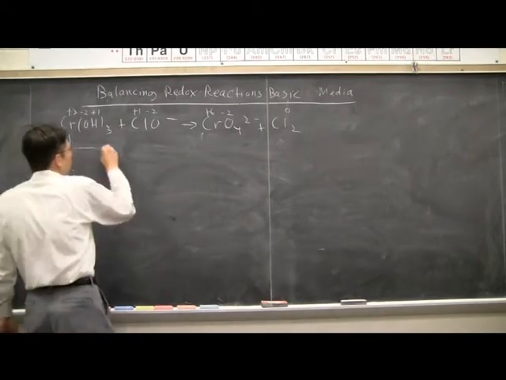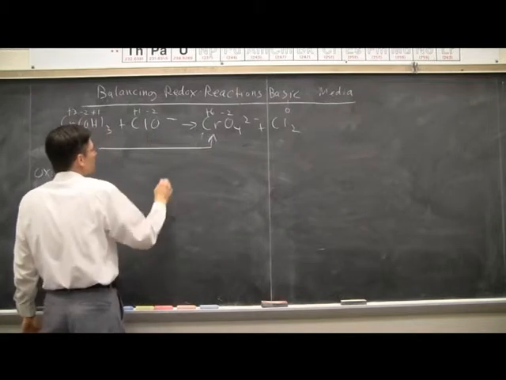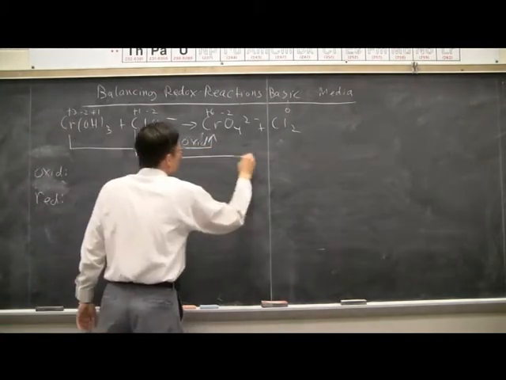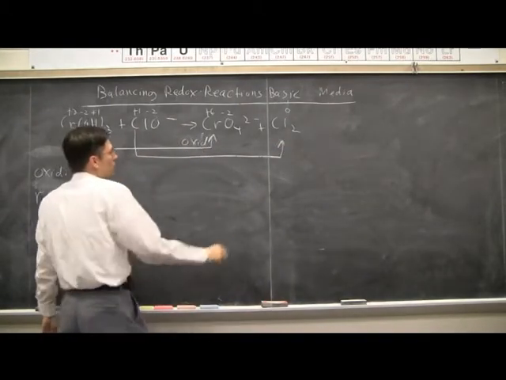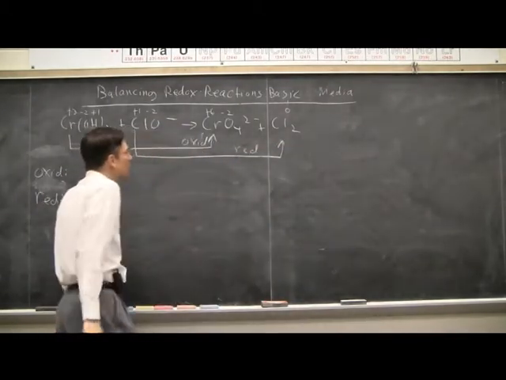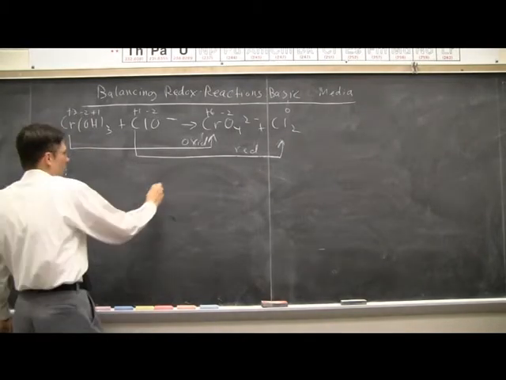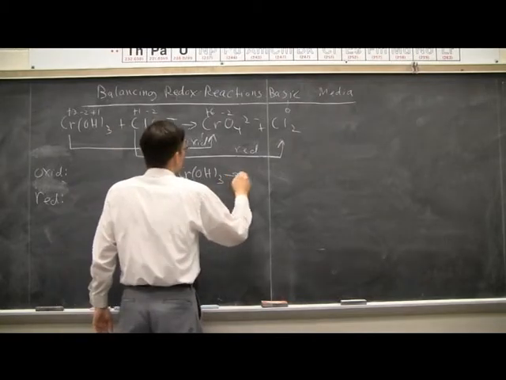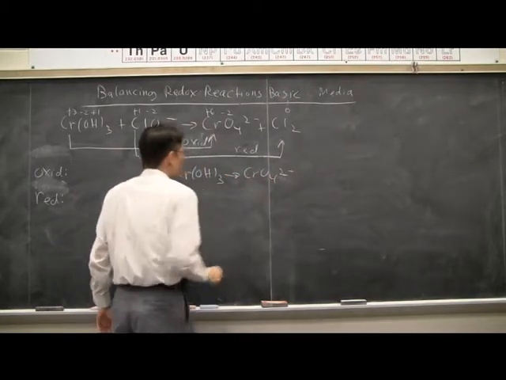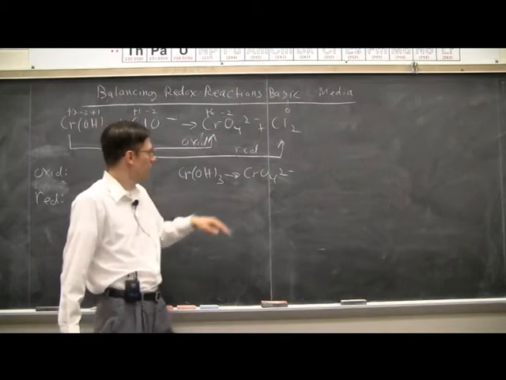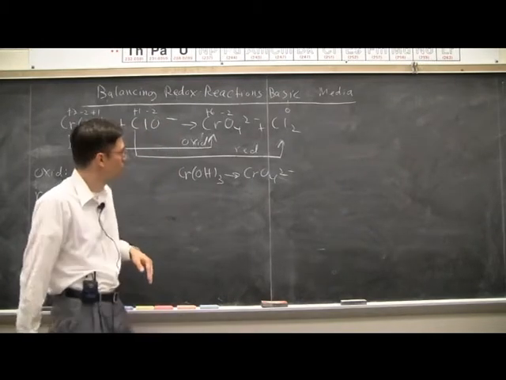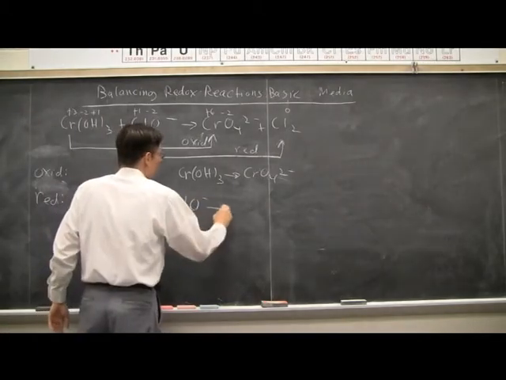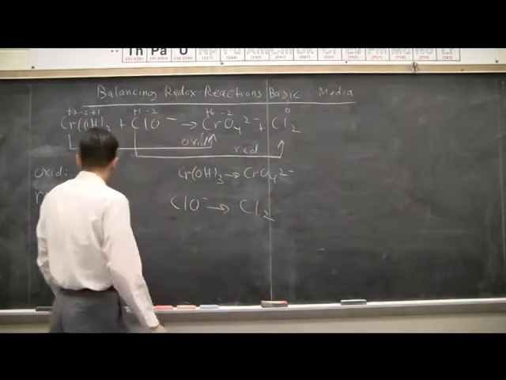So the chromium is going from +3 to +6, so that's going to be oxidation. The chlorine is going from +1 down to 0, so that's reduction. So we put the oxidation things together, so we'll put that right in the center here. So we have the Cr(OH)3 going to CrO4 2-, and the other thing we have is ClO- going to Cl2.